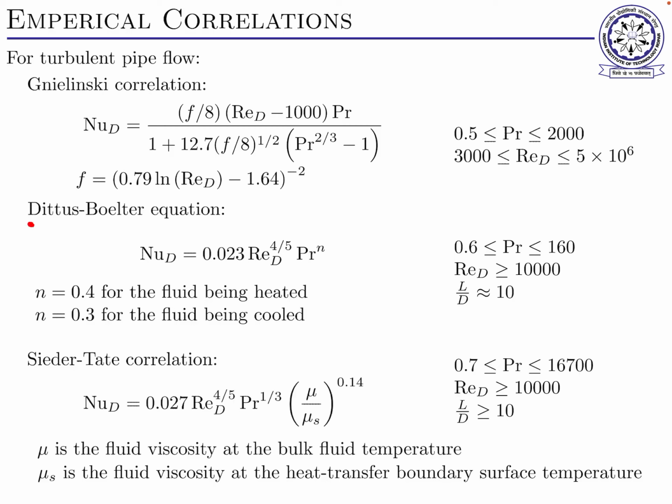And the Dittus-Boelter equation is what we will use here, and it is used very frequently. One very important thing one must notice is that this correlation is different when the fluid is being heated or being cooled. If the fluid is in such an arrangement that its temperature is increased, the value of n we will take equal to 0.4, and where it's being cooled we will take it to be 0.3.